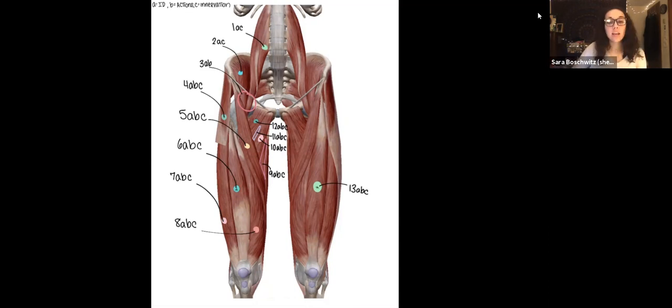So go ahead and you can pause the video and ID the muscles. So each of them have a number and a couple letters associated with them. So I wrote a little key at the top. A indicates that you should write down the ID, so the name of the muscle. B means name the actions of that muscle, and C is the innervation, so the nerve that innervates that muscle. So most of them, I want you to indicate all of those things. There's just a couple of exceptions.